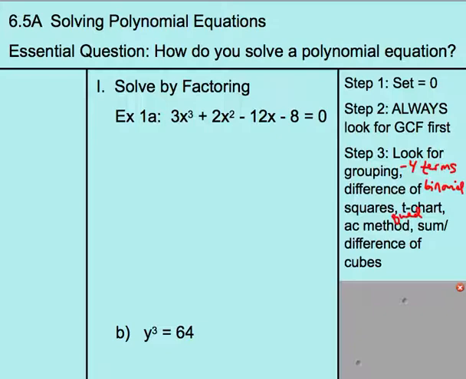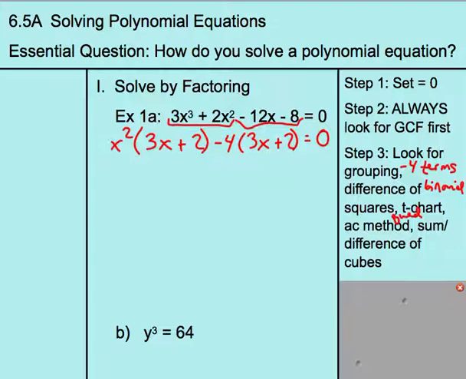So we've got 4 terms. That's probably going to be factoring by grouping. So I'm going to start by looking at my first 2 terms. GCF would be x squared. Factoring that out, I'm left with 3x plus 2. Second 2 terms, my GCF is negative 4. Dividing that out, I get 3x plus 2. Don't lose your equation. We're not just factoring, we're solving an equation. So we've got equals 0.